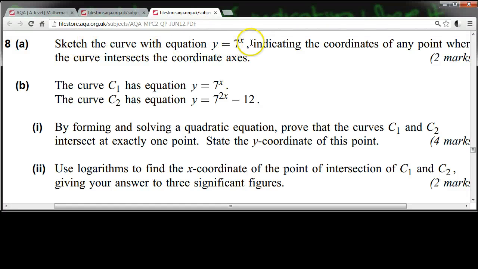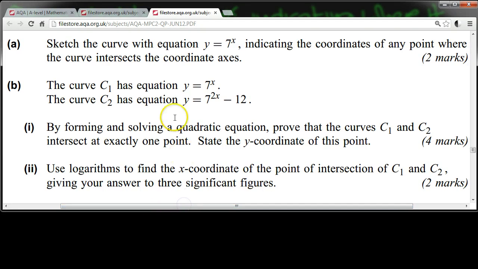Sketch the curve with equation y equals 7 to the power x, indicating the coordinates of any point where the curve intersects the coordinate axes. The curve C1 has equation y equals 7 to the power x. The curve C2 has equation y equals 7 to the 2x minus 12. By forming and solving a quadratic equation, prove that the curves C1 and C2 intersect at exactly one point.